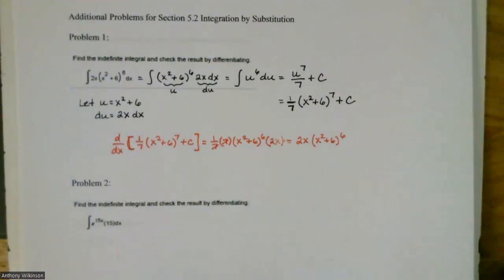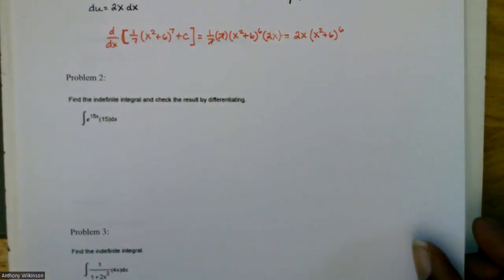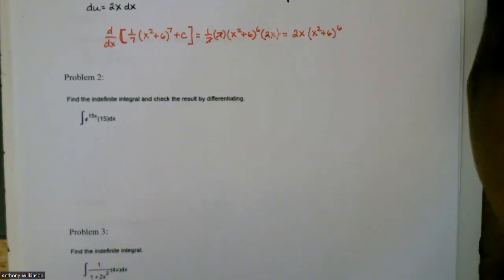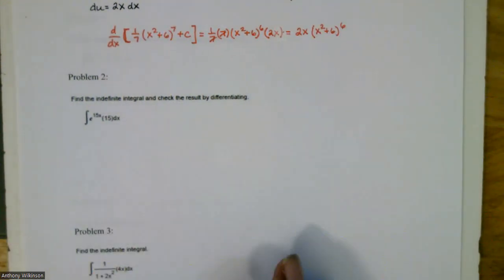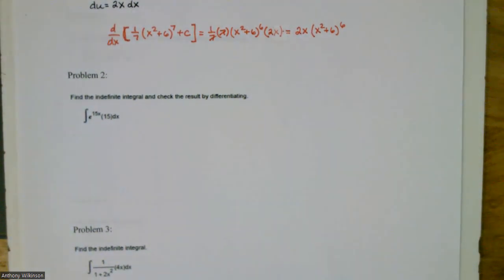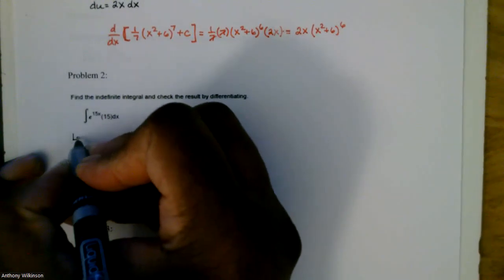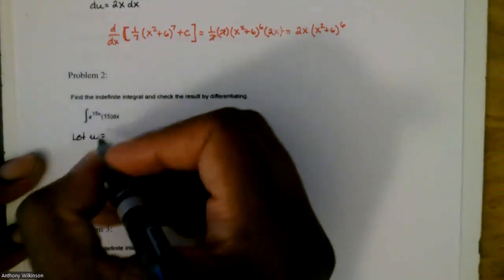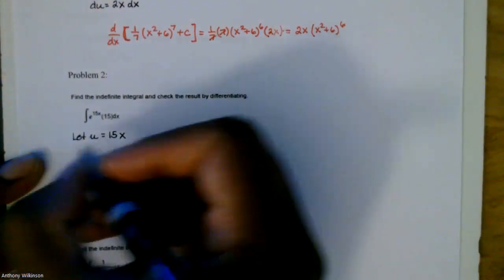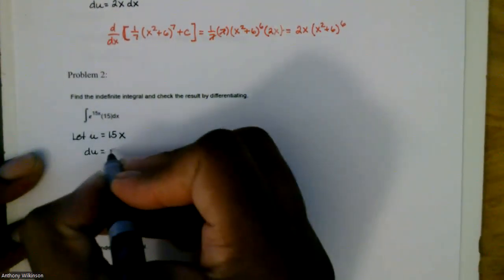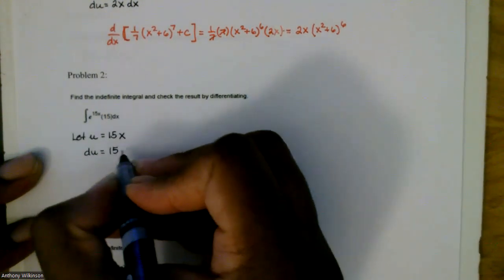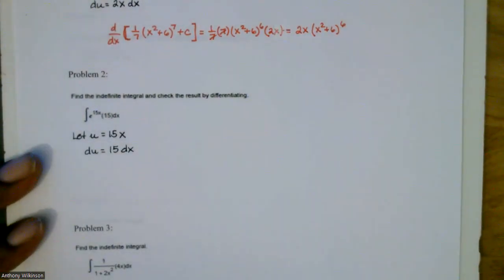All right, problem number 2, we have e to the 15x times 15 dx. I want to find its indefinite integral and, of course, check the result by differentiating. So in this case, using an appropriate u substitution, I'm going to let u equal the exponent for the e, that's the 15x. That would mean du will have to be, the derivative of 15x will just be 15 times dx. So again, we're writing these as differentials. Now we can use the substitution here.